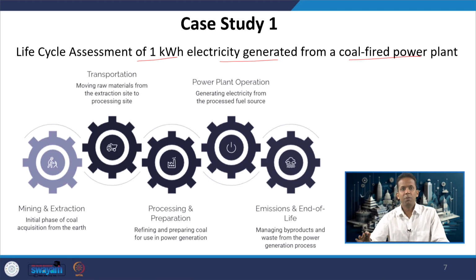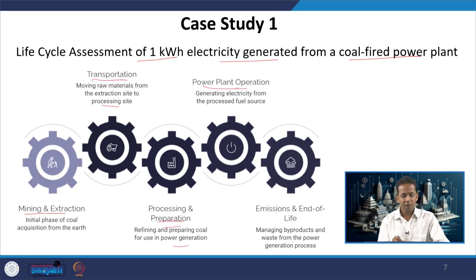So, for a typical coal power plant, if we have to consider a system boundary, here we are starting from the mining and extraction of coal, that is when the coal is obtained from mines, it is extracted and then it is transported to the processing site. Not just coal, but other materials that are required to generate electricity with coal are transported to the processing site, and when it goes to the power plant site, they are processed and prepared, refined, so that they can be used directly in power generation.